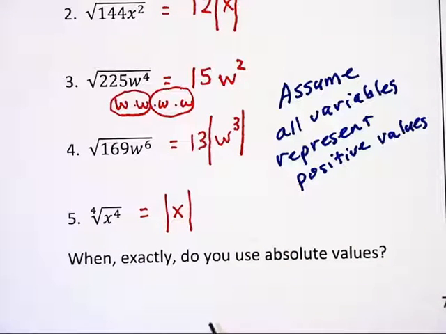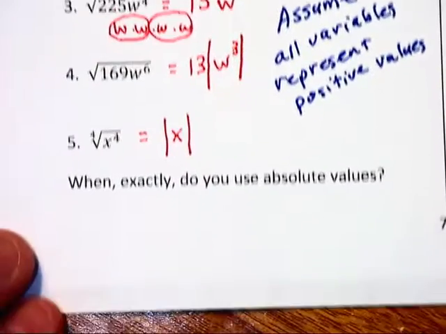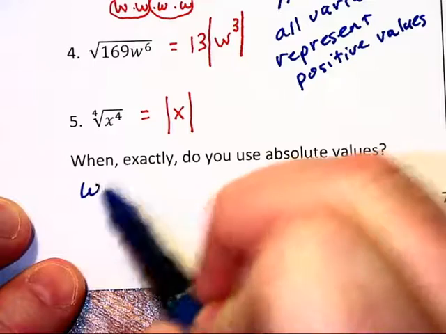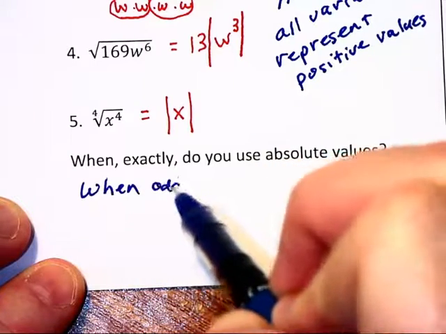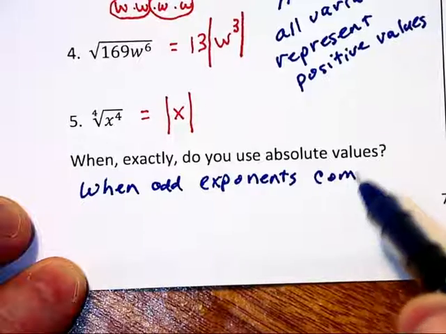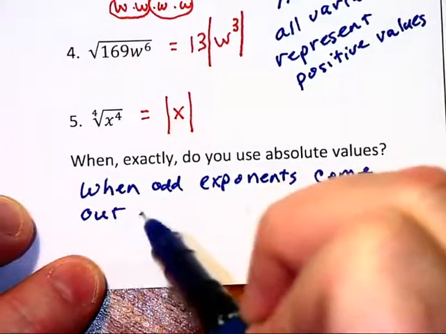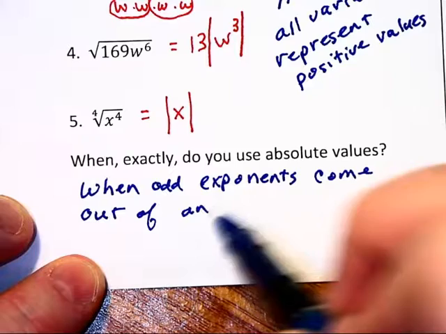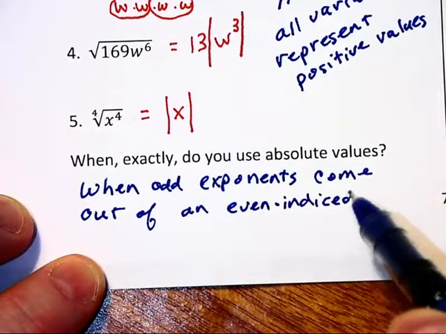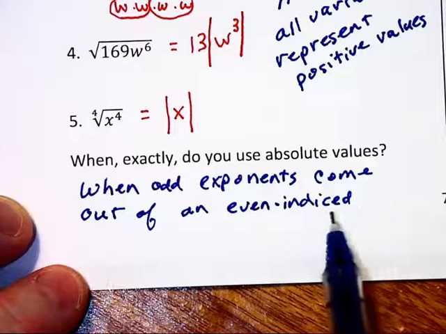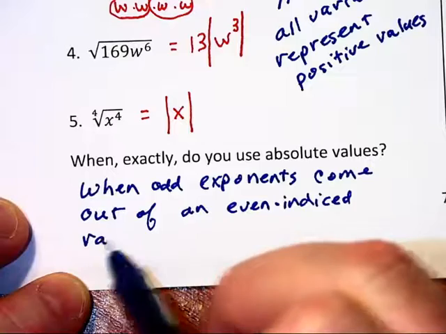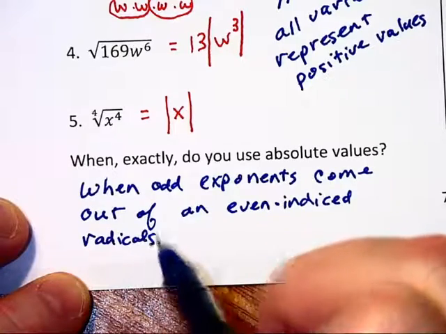Now, when specifically do you need absolute values? Well, first off, when odd exponents on the outside, so I'm going to say come out of an even indiced radical. Now, indiced is just the way we write indexed, but that's a more professional way of writing that. Radicals. So let's look at these very carefully.